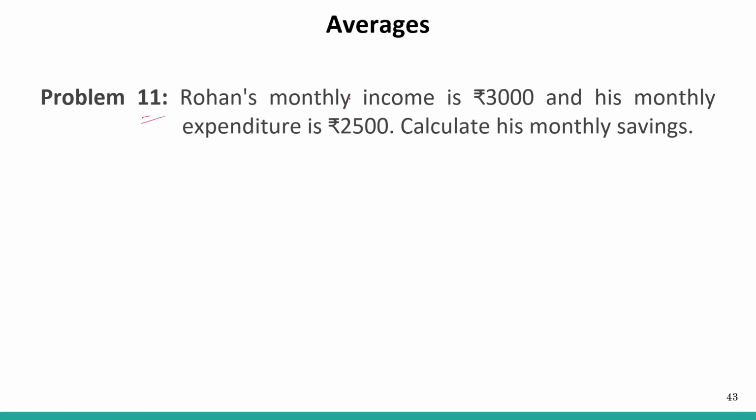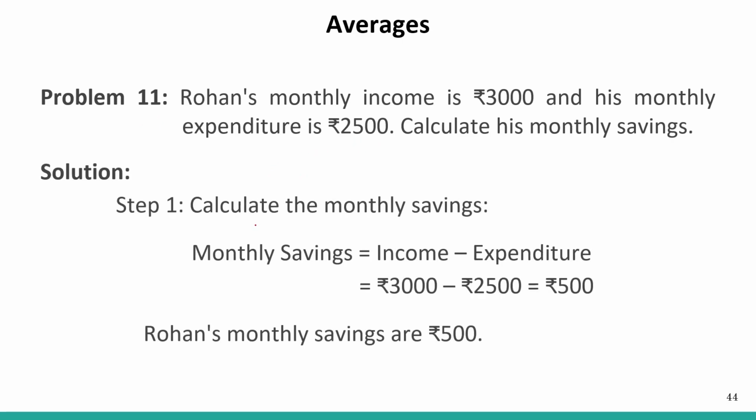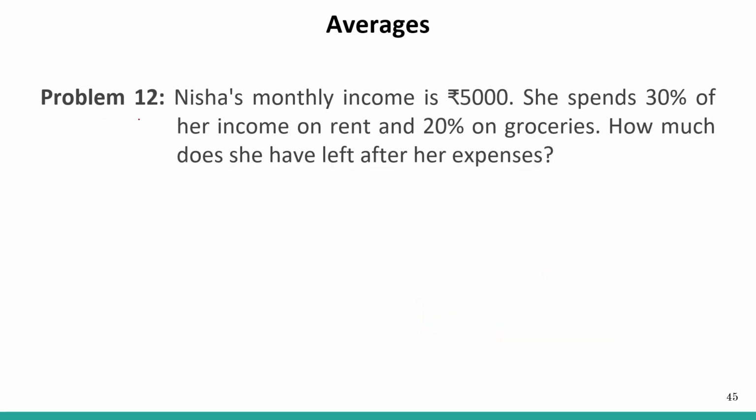So Rohan's monthly income is 3000 and monthly expenditure is 2500. Let's see the step-by-step solution. So calculate the monthly savings. Monthly savings is equal to income minus expenditure. So it is 3000 minus 2500 is equal to 500. So Rohan's monthly savings are 500. Okay. So problem number 12.